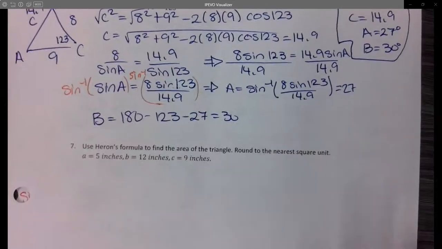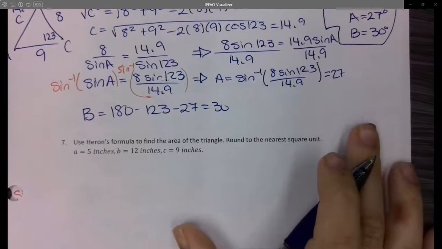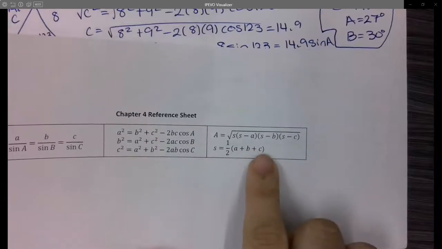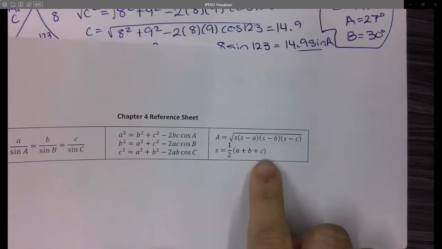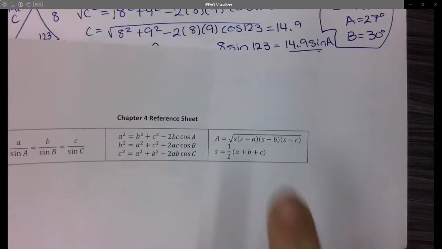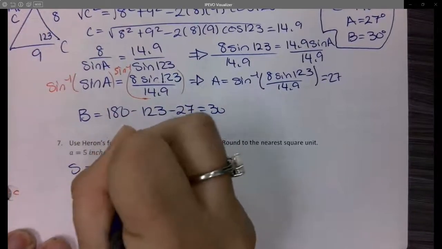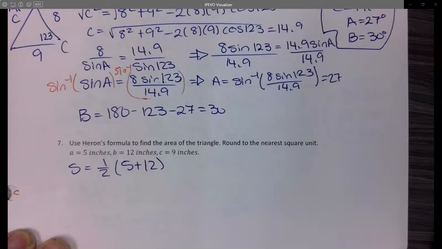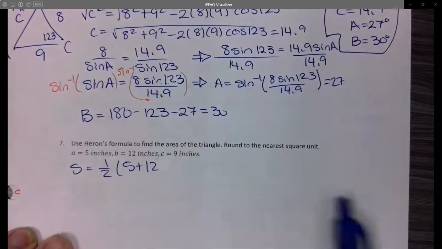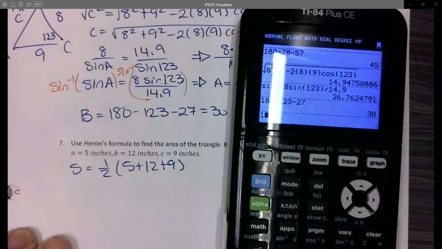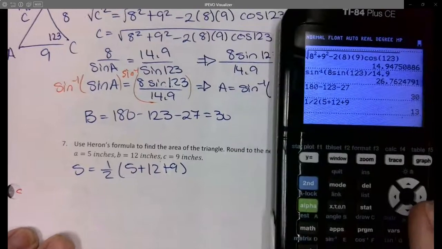My last question wants me to use Heron's formula to find the area of the triangle and then round to the nearest square unit. Heron's formula is this last formula on my reference sheet. So I need to first find S and then plug into there. S is going to be 1/2 times 5 plus 12 plus 9. So if I type that into the calculator, that gets me 13.